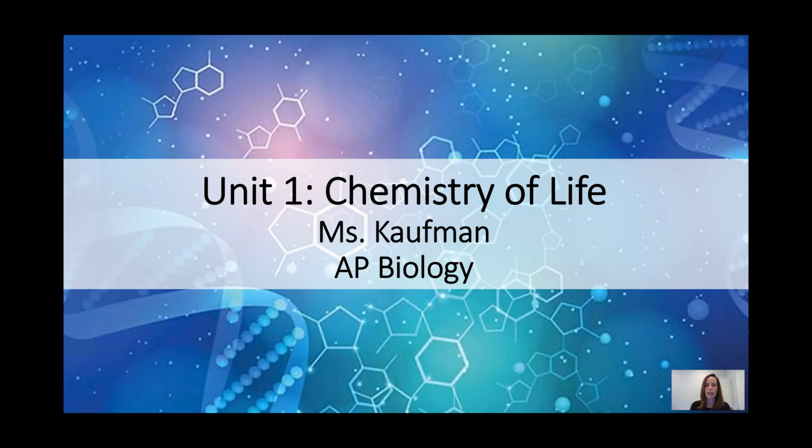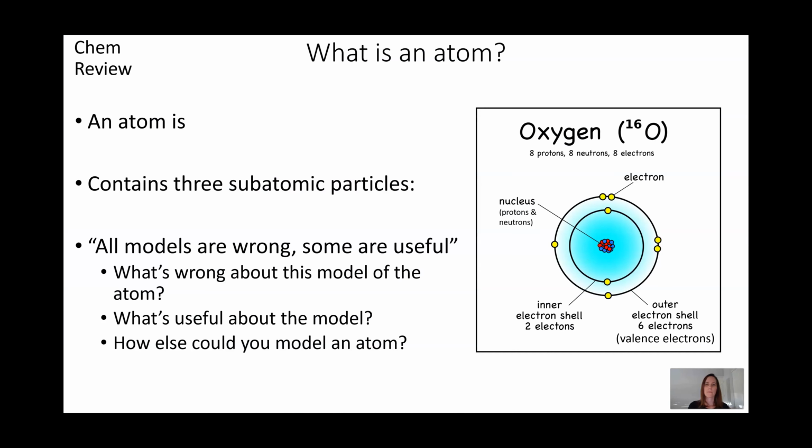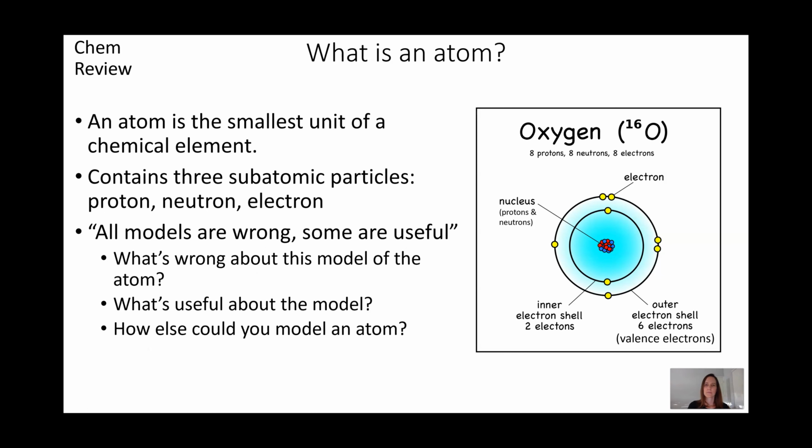This is Unit 1, Chemistry of Life. Let's start our review of chemistry by looking at an atom. So what is an atom, and what are the three subatomic particles in an atom? An atom, by definition, is the smallest unit of a chemical element that retains the properties of that element. It contains three subatomic particles: protons, neutrons, and electrons.